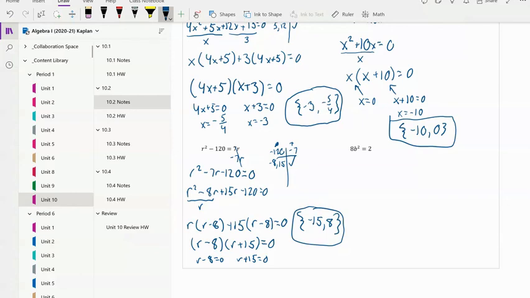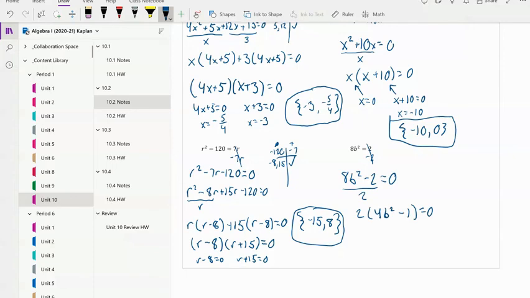Last but not least, we've got 8b squared equals 2. Again, always start by getting it in standard form. So you're going to subtract the 2 to the other side, set it equal to 0. You get 8b squared minus 2. Again, not like terms. Don't actually subtract the 2 from the 8. So 8b squared minus 2 equals 0. Next, always check for a GCF first. These share a 2. So if I pull out a 2, that's going to be 2 times 4b squared minus 1 equals 0.